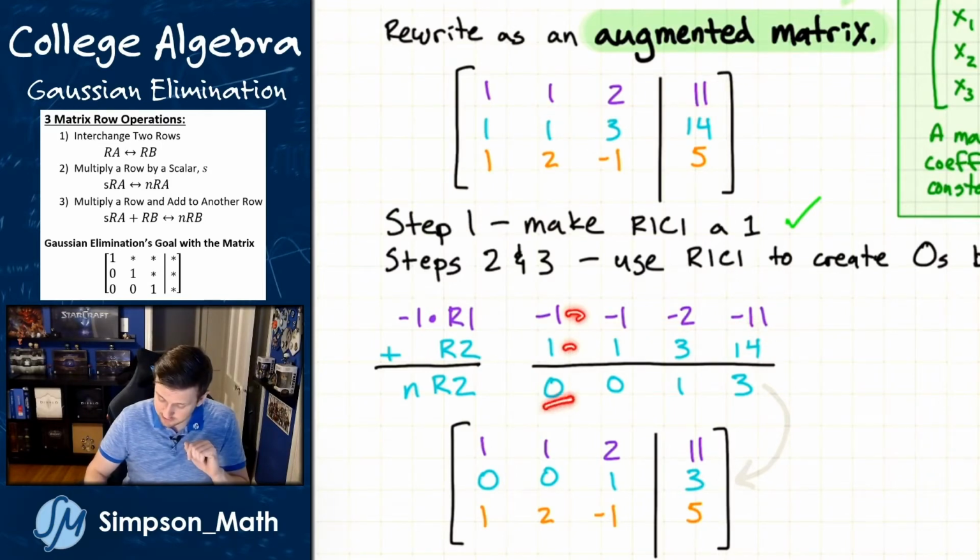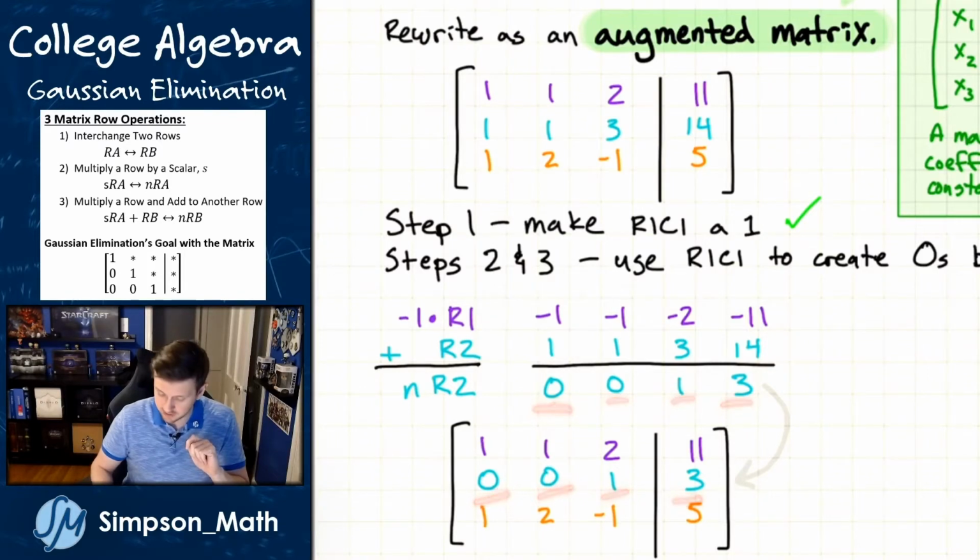-1 plus 1 is 0. -1 plus 1 again is 0. -2 plus 3 is +1. And -11 plus 14 is a +3. It doesn't hurt to double check that. And remember, this is my new row 2. So I am replacing my row 2 with 0, 0, 1, 3.